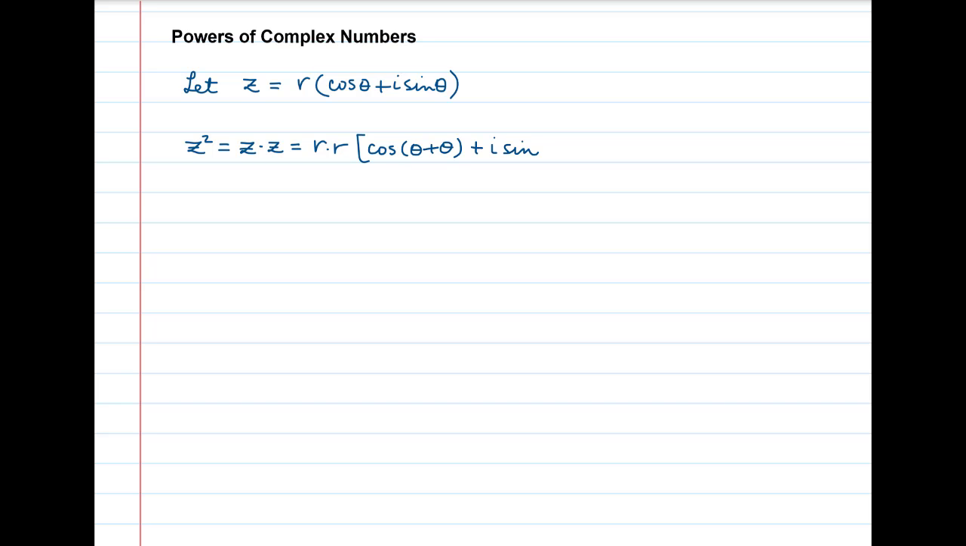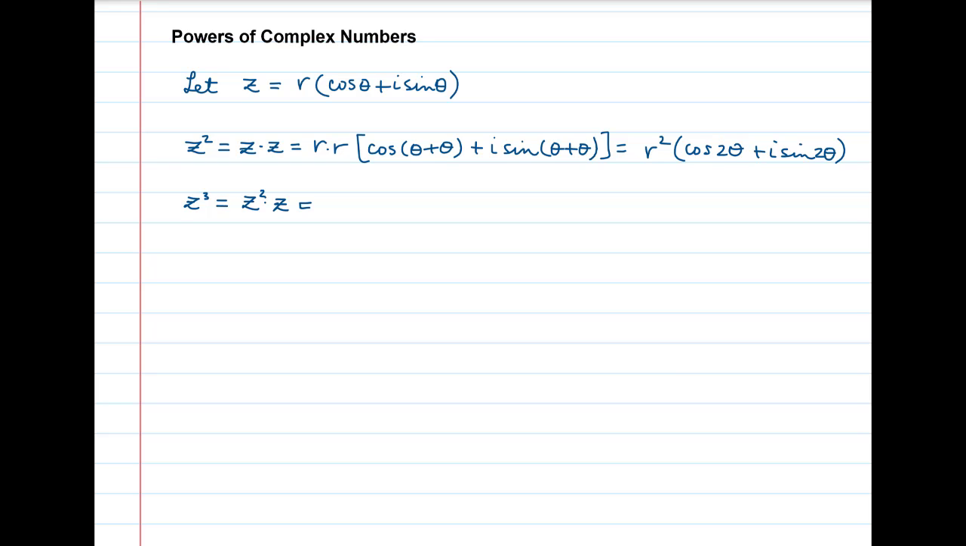So if we apply the formula that we just finished doing, this would be the modulus times the modulus, which in this case is the same thing, r times r, times cosine of the sum of the two arguments. But since we're multiplying a complex number by itself, we just add theta plus theta, and we're going to get r squared times cosine of 2 theta plus I sine of 2 theta.